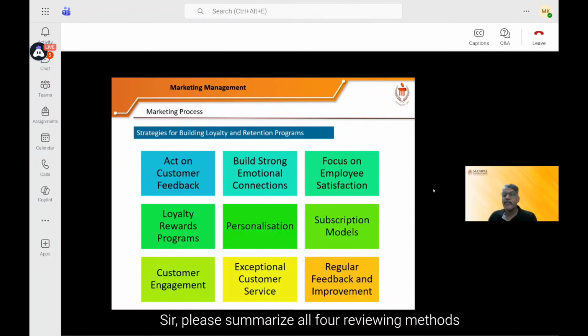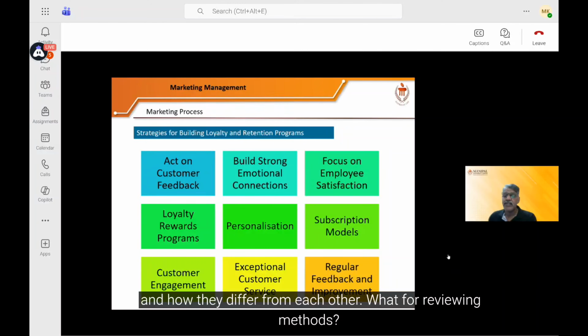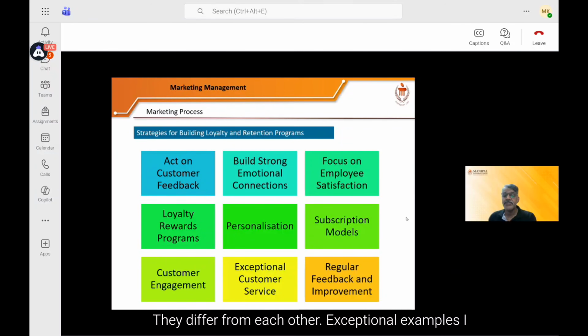Sir, please summarize all 4 reviewing methods and how they differ from each other. What 4 reviewing methods? How they differ from each other. Exceptional examples.